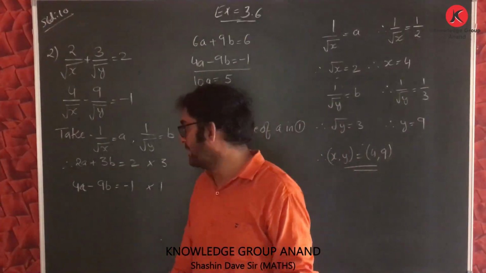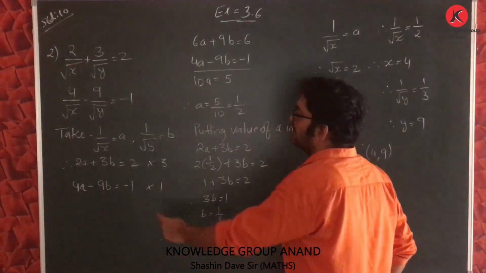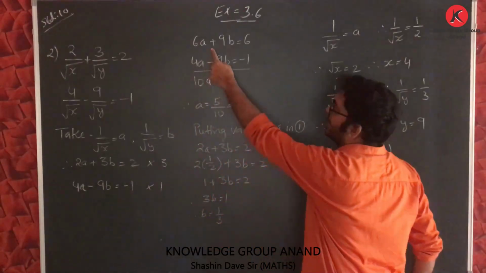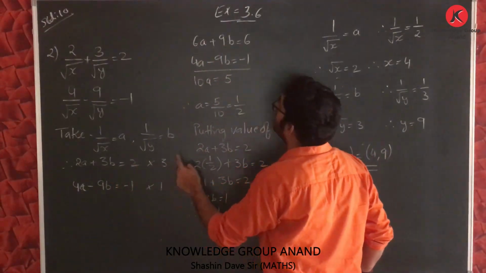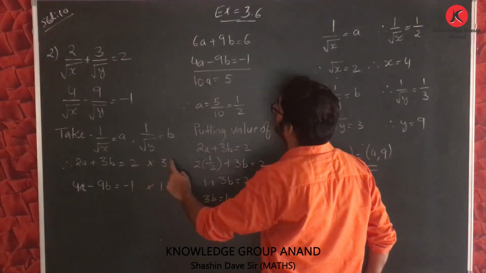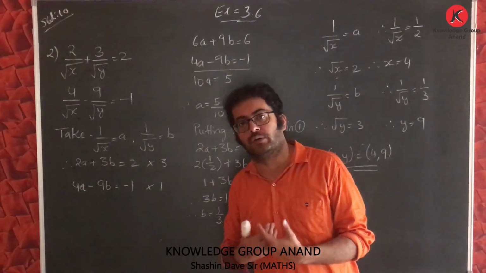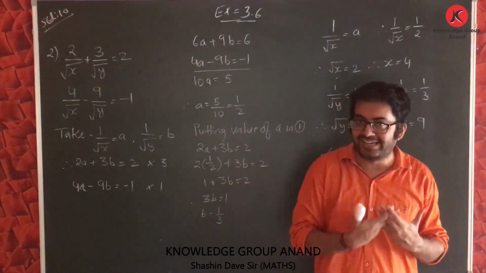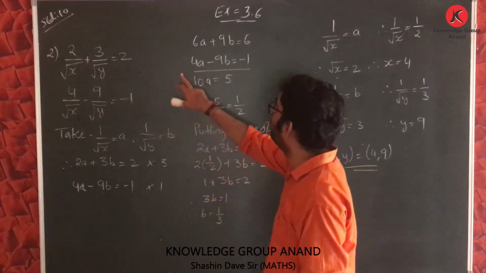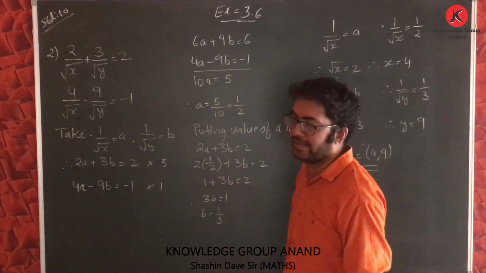So now when I multiply this equation with 3, 2a becomes 2a into 3, that is 6a, plus 3b into 3, that is 9b, is equal to 2 threes are 6. The second equation has been multiplied with 1, so it will remain as it is. So I have 4a minus 9b is equal to minus 1.